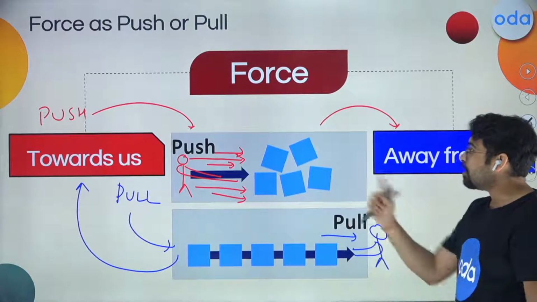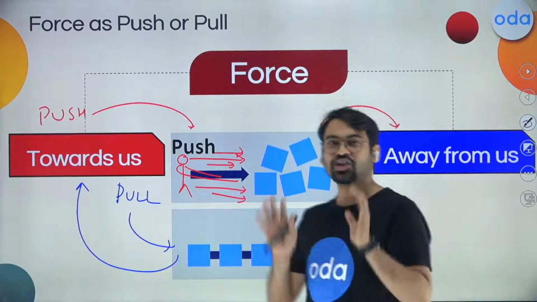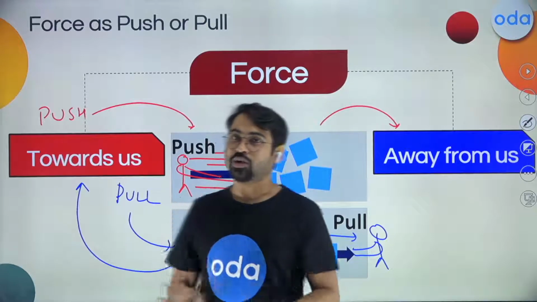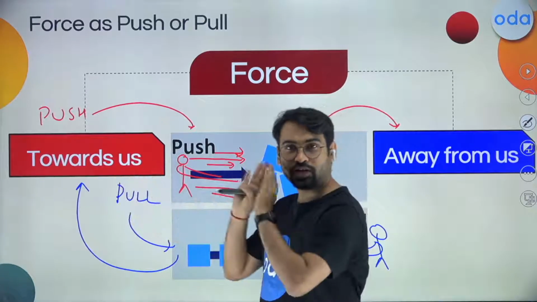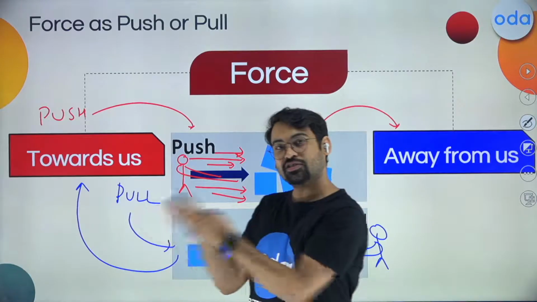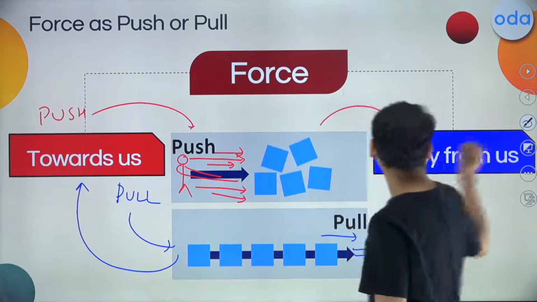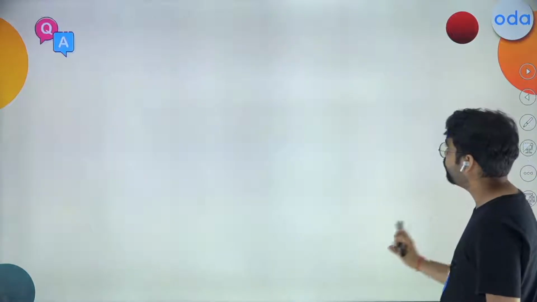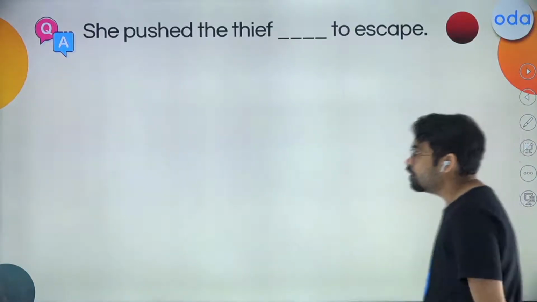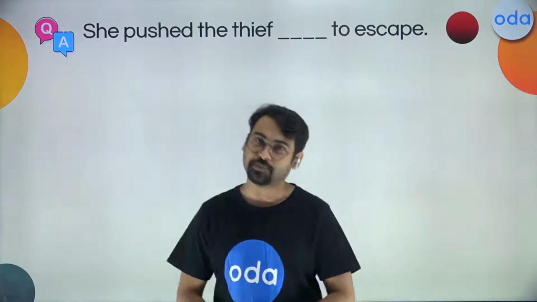So these are the two types of force that you can just define using whether the force is away from you, that is a push force, or whether it is towards you, that is a pull force. So we have understood some basic definition over here of push and pull. So let us do some questions to understand it better.